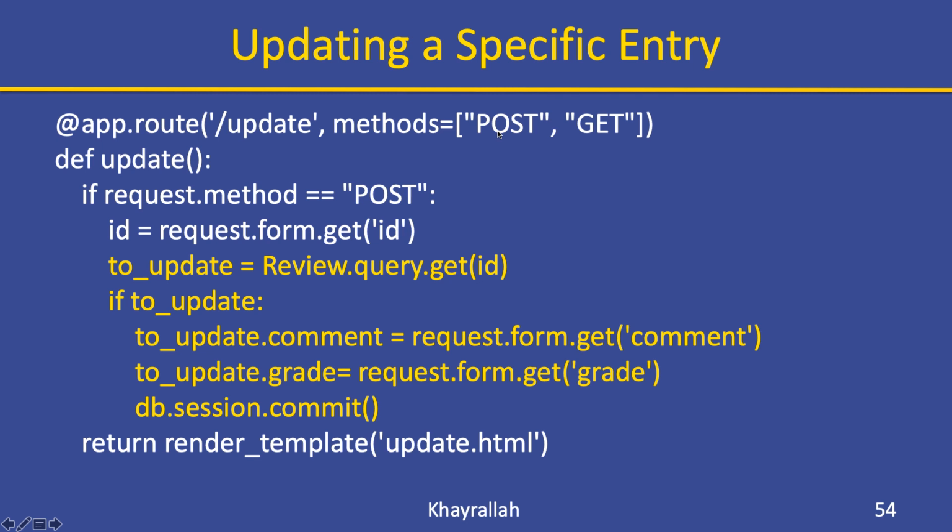We have to enable post and get. And for post, again, we get the record corresponding to that ID. And then if there's such a record in our table, then we basically make the changes by changing the instance variables of the object. So we get the comment, we get the grade, we set the instance variable of our to update object to that, and we commit. And that's it. Now we know how to update an entry in a relational database.